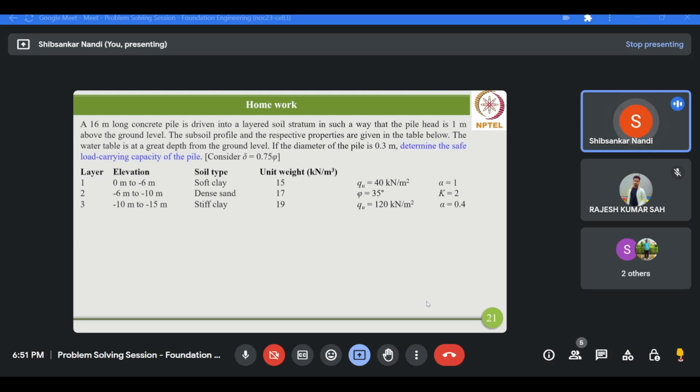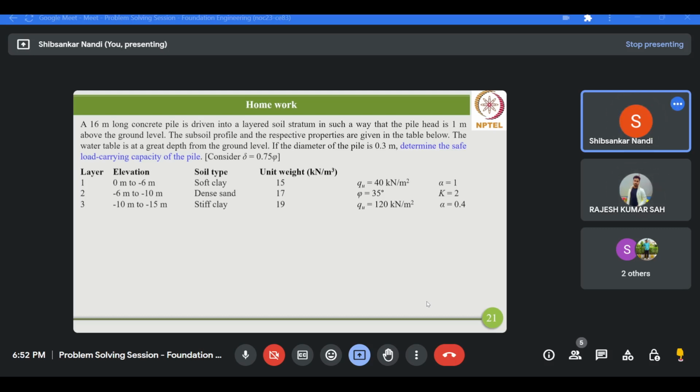However, in this layered soil deposit, we'll be having both types of soils, purely granular and purely cohesive soil. For the first layer, extending from 0 to -6 meter, we have a soft clay with 15 kilonewton per meter cube unit weight, unconfined compressive strength 40 kPa, and adhesion factor 1. For the second layer, extending from -6 to -10 meter, we have dense sand, unit weight 17 kilonewton per meter cube, angle of internal friction 35 degree, and earth pressure coefficient 2.